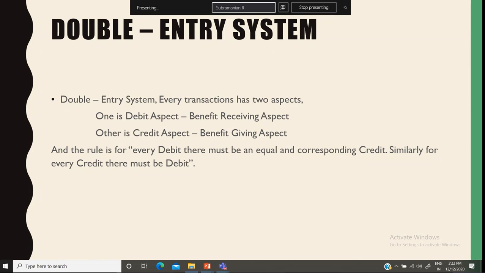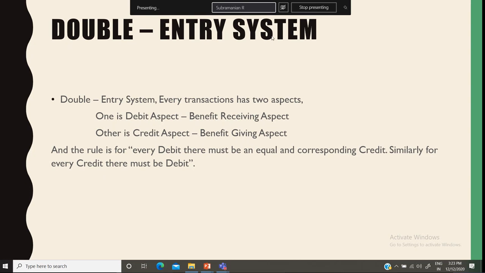Your true financial position will be known through that. Most companies registered under the Companies Act have to strictly adopt the double entry system. The single entry system is usually maintained by sole proprietors and small businesses, like those running grocery stores, not on a large scale. Those businesses usually maintain the single entry system.